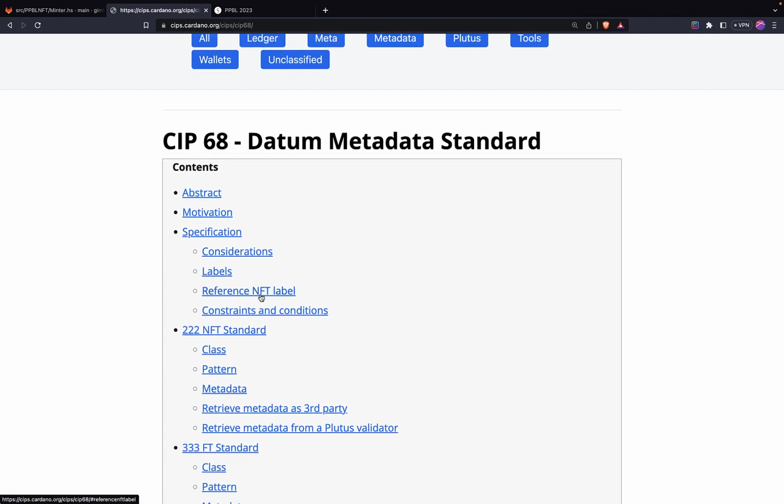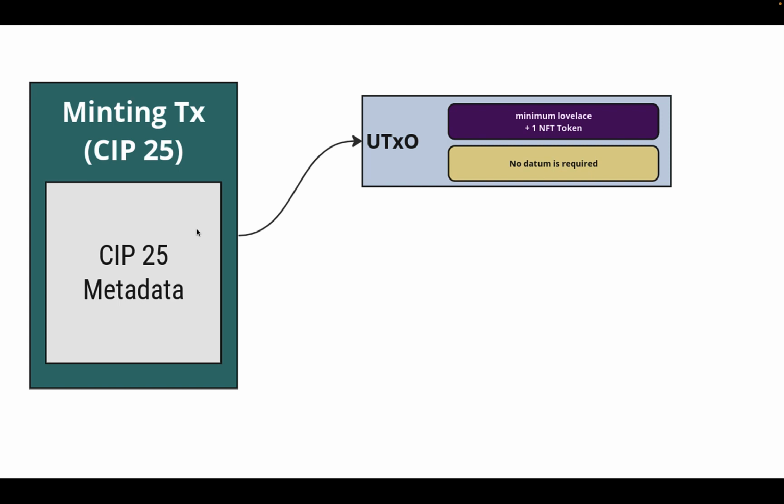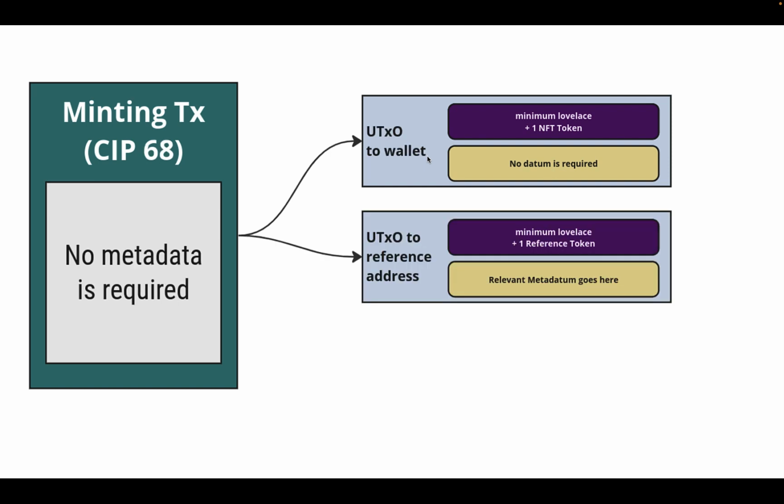Let's look at some pictures first. If we are using CIP25 to mint NFTs on Cardano, this is what a minting transaction might look like. Of course, you'll have an output with the NFT in it, and all of the metadata to describe that NFT is in metadata in the minting transaction. No datum is used when we talk about CIP25 NFTs.